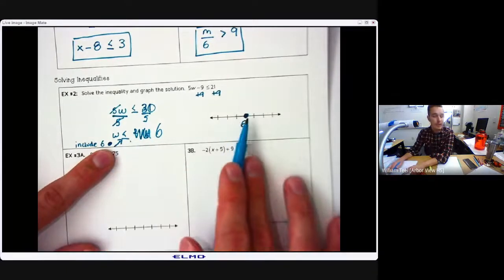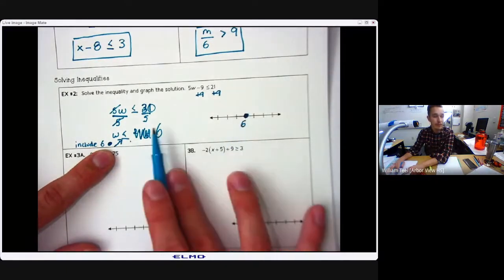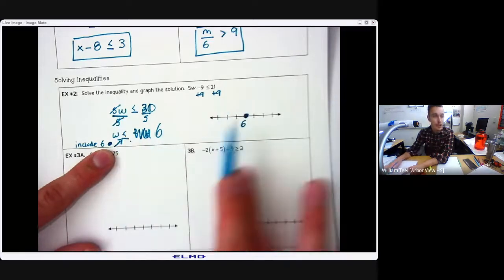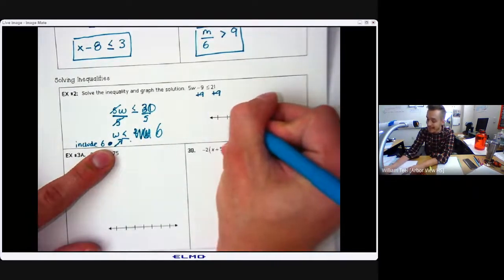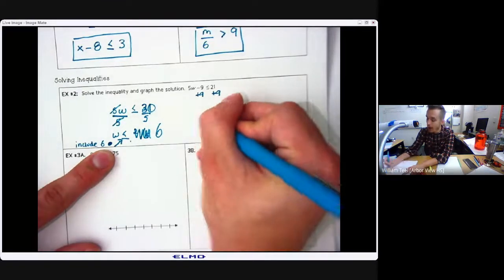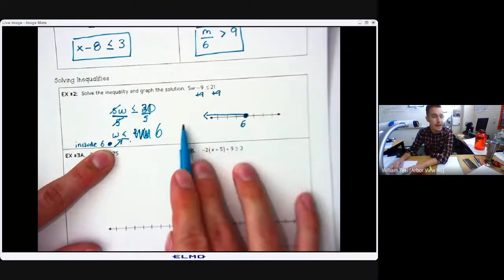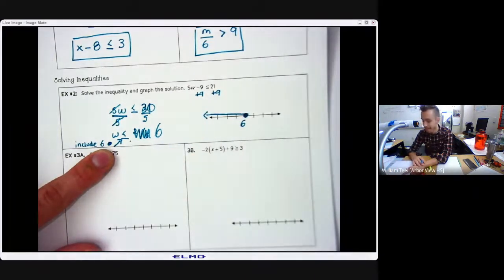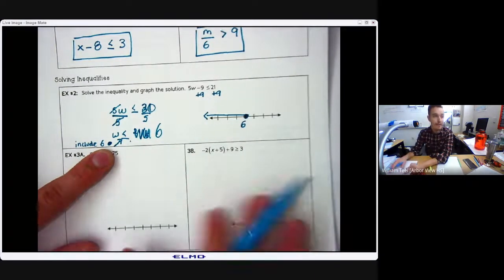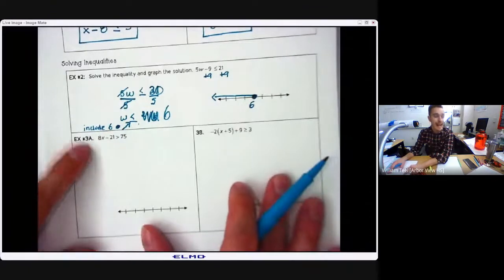And we are going to look at all of the numbers that are less than or equal to 6. So all of the numbers that could fit into this inequality are going to be represented by this graph. All of the numbers to the left of 6 are possibilities that will fit that inequality. Okay? All right, moving on to example 3a.